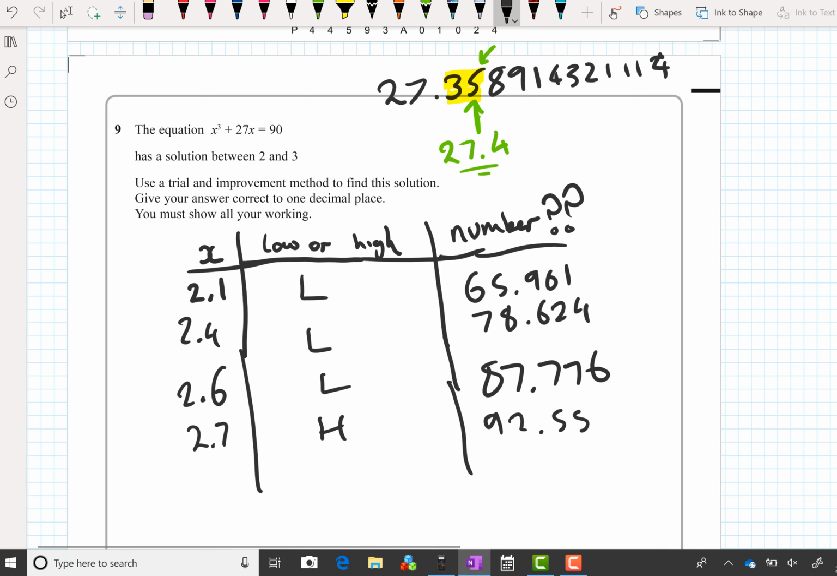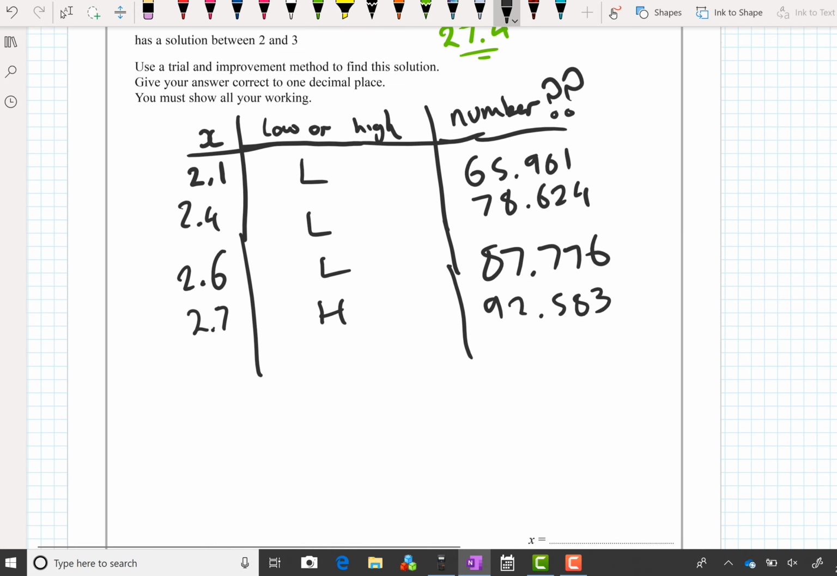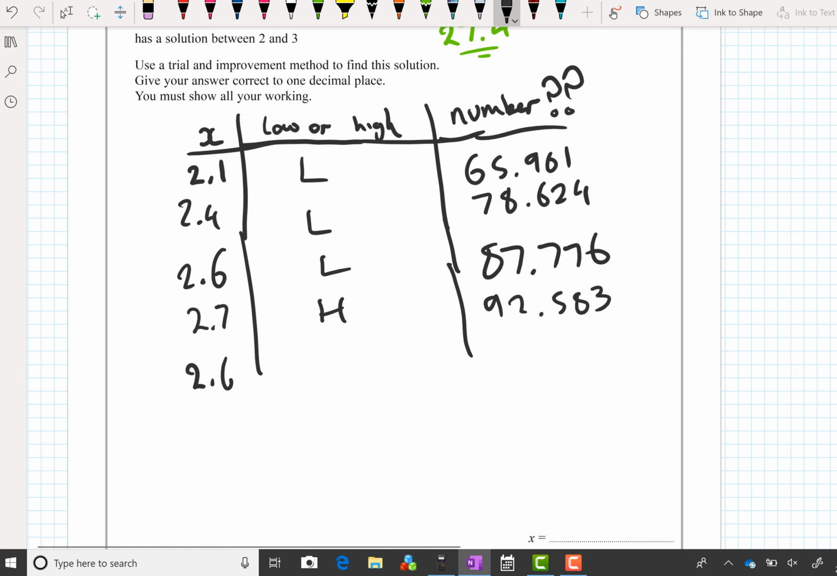Now I need to investigate. Is it 2.6 or 2.7? Which one should it round to to 1 decimal place? Which one is actually closer to the solution? So now I need to go to, say, 2.64 and 2.66. I'm not going to 2.65 because it's halfway between the two numbers, but you could. That would round up to 2.7, but it's technically halfway between the two. So I'd like to go 0.04 above 2.6 and 0.04 below 2.7.